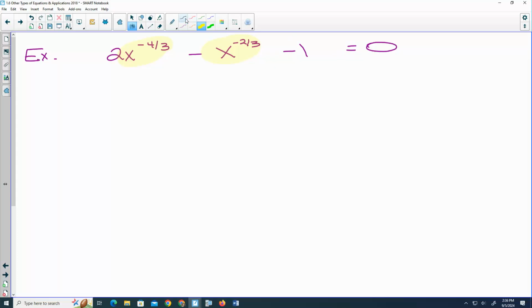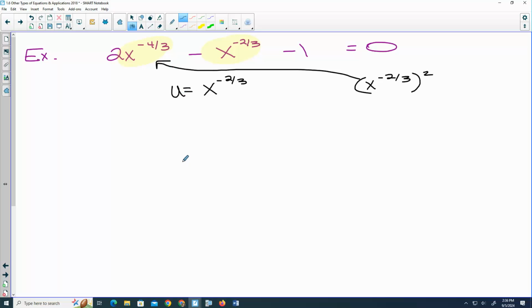Which of those should be my u? And here's why. If you take x to the negative 2 thirds and square it, don't you get x to the negative 4 thirds? So my problem, x to the negative 4 thirds, that is my u squared. Minus x to the negative 2 thirds, that's my u. So all that u is doing is kind of holding the place right now until I can make this problem nicer.